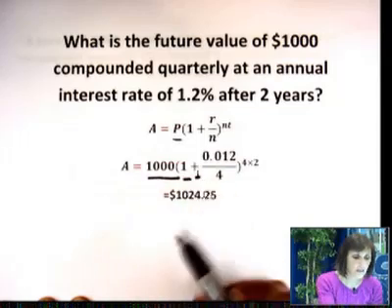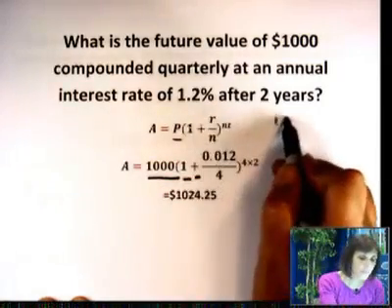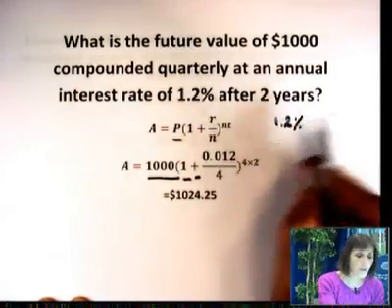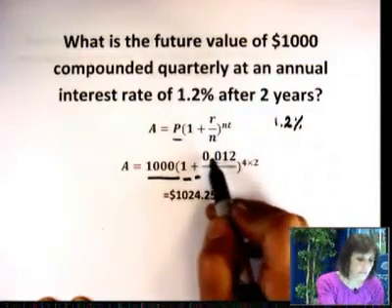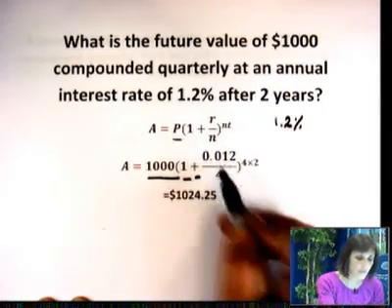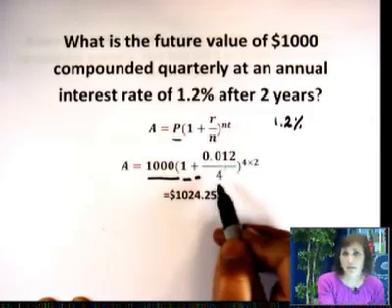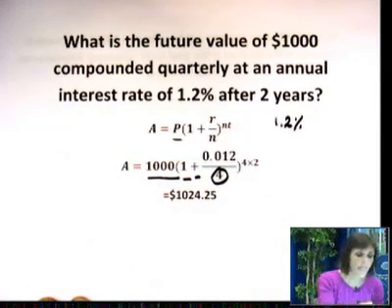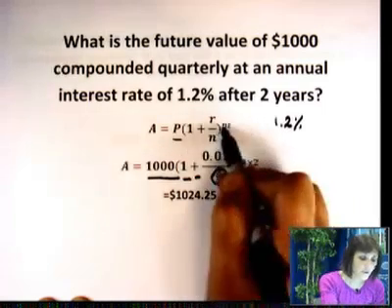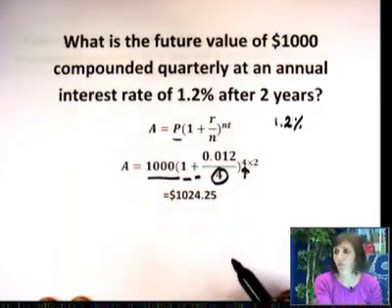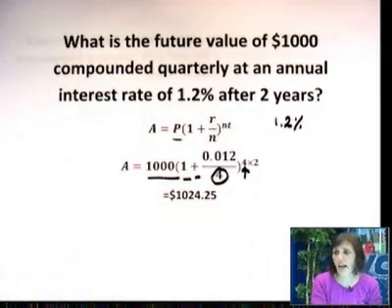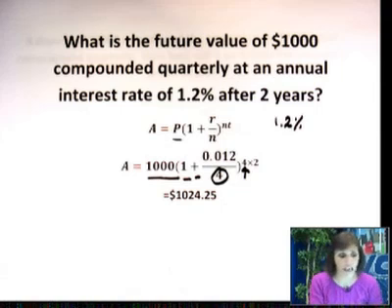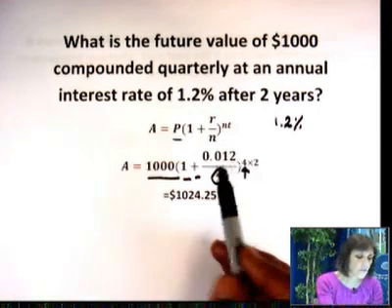1 plus, now 1.2% in decimal, divided by 100, so it's 0.012. Now quarterly means 4 times a year, so you put the 4 in here. Then you have in the formula n in the exponent as well, 4 times 2. So understand how this works. So when you put it in the calculator, this is what it's going to look like.